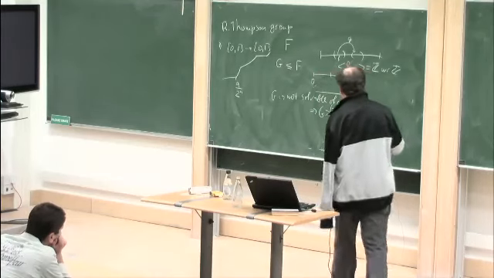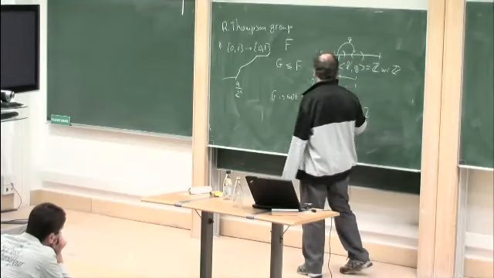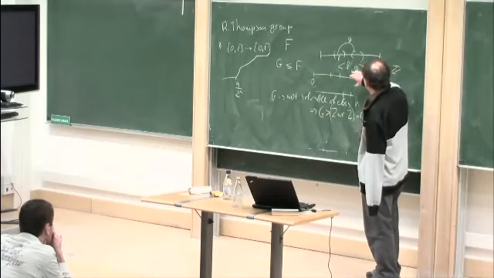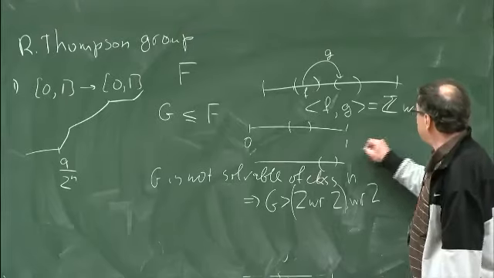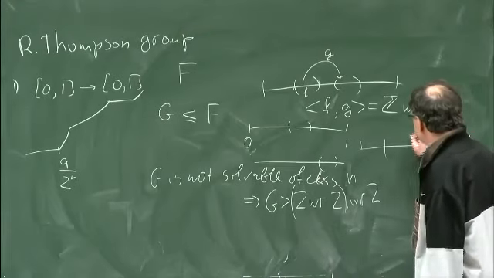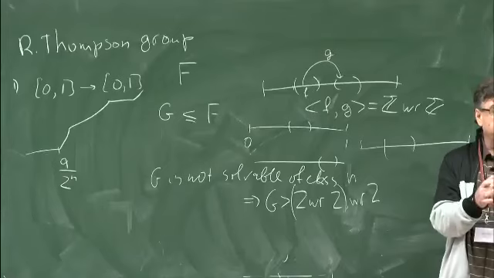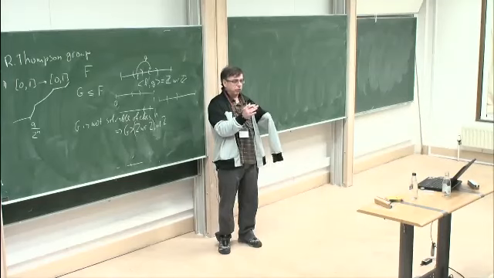And again, as I told you, F contains lots of such things. And in fact, what you can do next is take this group and take a copy of this group on a very small interval. You can always take your interval, your group, and shrink everything to the subinterval.